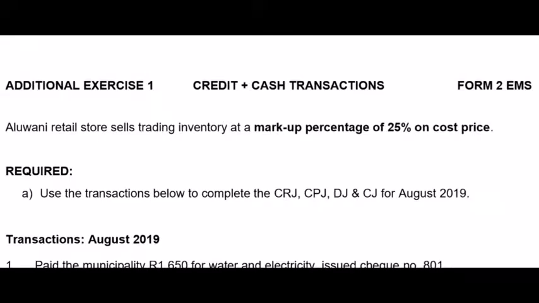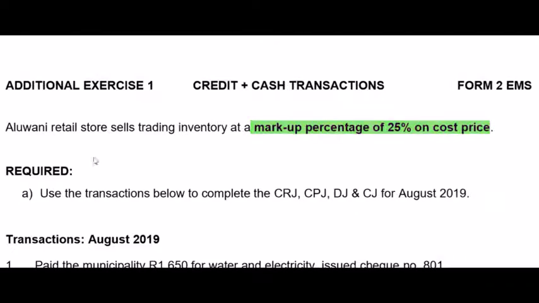For the additional exercise, I gave you the information that says Aluvani Retail Store sells trading inventory at a markup percentage of 25% on cost price. Now, this is very important to you because you will need this percentage every single time when there's a sale in the cash receipts journal or in the debtors journal.